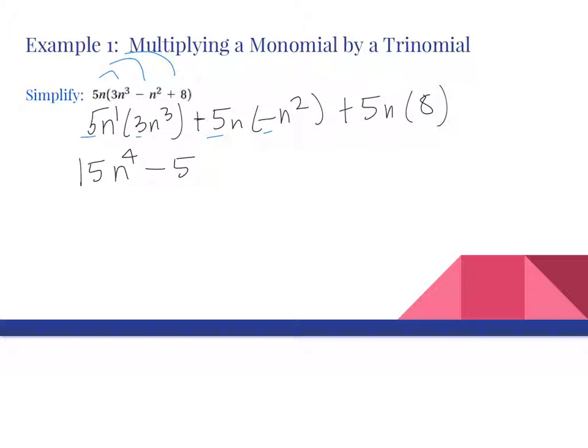n to the first times n to the second, 1 plus 2 is 3, so that becomes n cubed. And then finally, the 5 and the 8, 5 times 8 makes 40. So I have 40 and then just the n. So that would be my final answer: 15n to the fourth minus 5n cubed plus 40n.